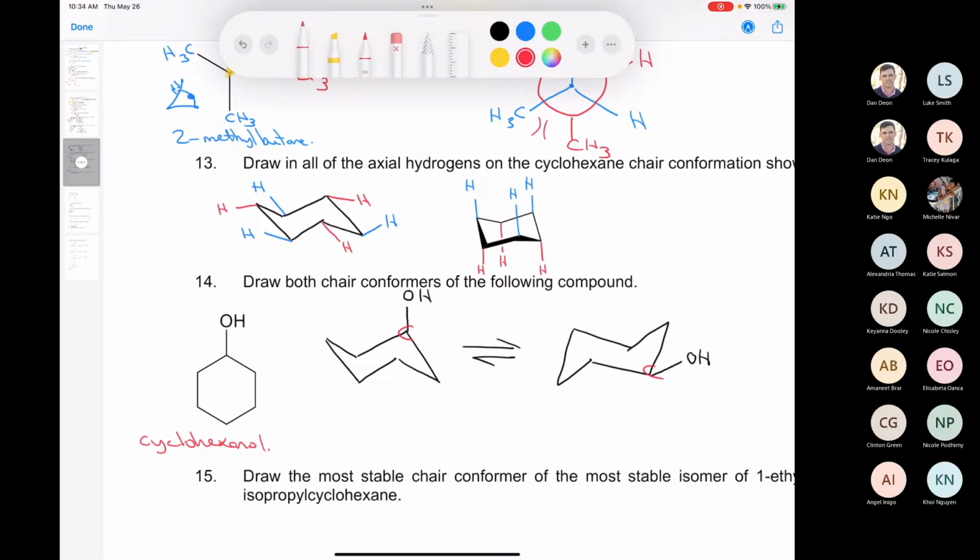Out of those 2, if I call this one A and I call this one B, who could tell me which one is going to predominate at equilibrium? Would it be A or B that will predominate at equilibrium? One of these is going to predominate. Yeah, it's going to be B, right? Because in A, there are axial interactions, which are not present in B. And so B will predominate. So we'll put a bigger arrow to show that at equilibrium, it's mostly B with only a little bit of A.